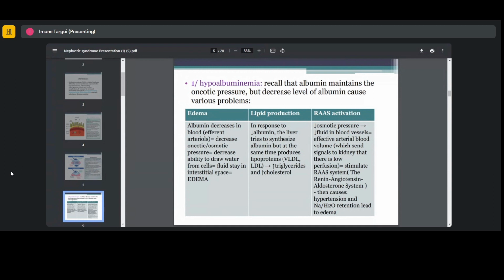And we have the RAS system, which is the renin angiotensin aldosterone system. We have low osmotic pressure, which leads to low fluid in blood vessels, decreased effective arterial blood volume, which sends signals to the kidney that there is low perfusion. This stimulates the RAS system, the renin angiotensin aldosterone system, and then causes hypertension, sodium and water retention, leading to edema.